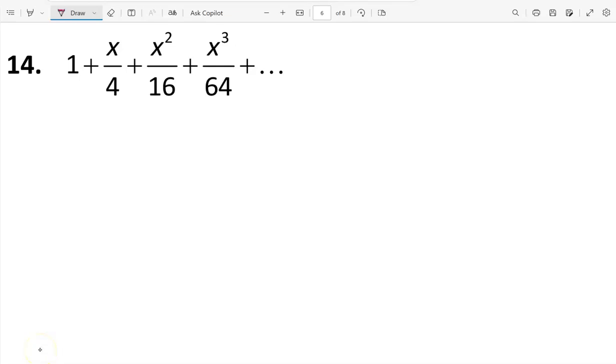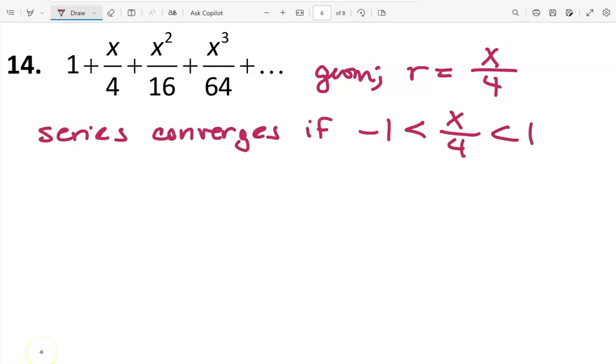The series in number 14 is a geometric series with a value of r equal to x divided by 4. The series will converge if that ratio falls between -1 and +1, and so we can solve this inequality by multiplying all three parts of the inequality by 4, which gives us x between -4 and +4.